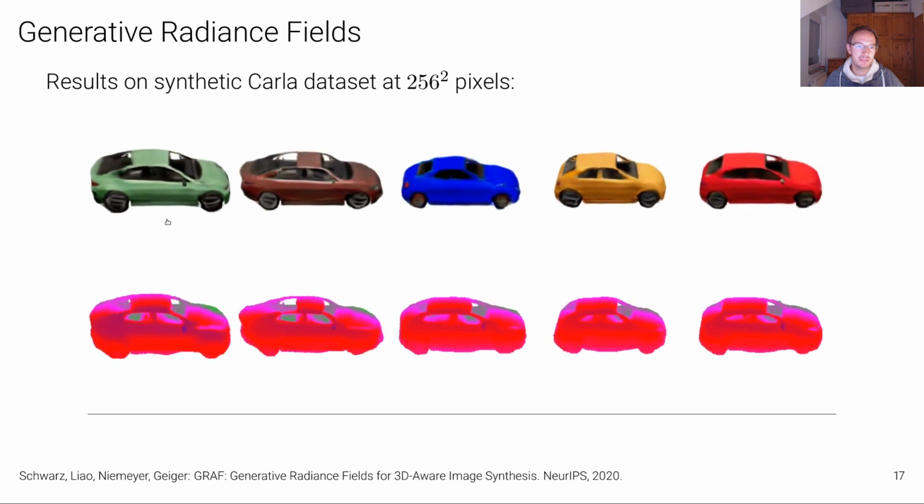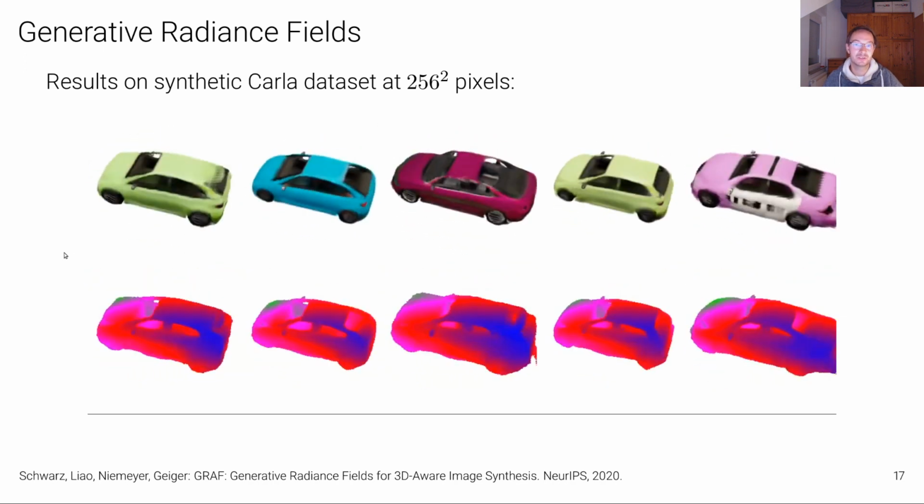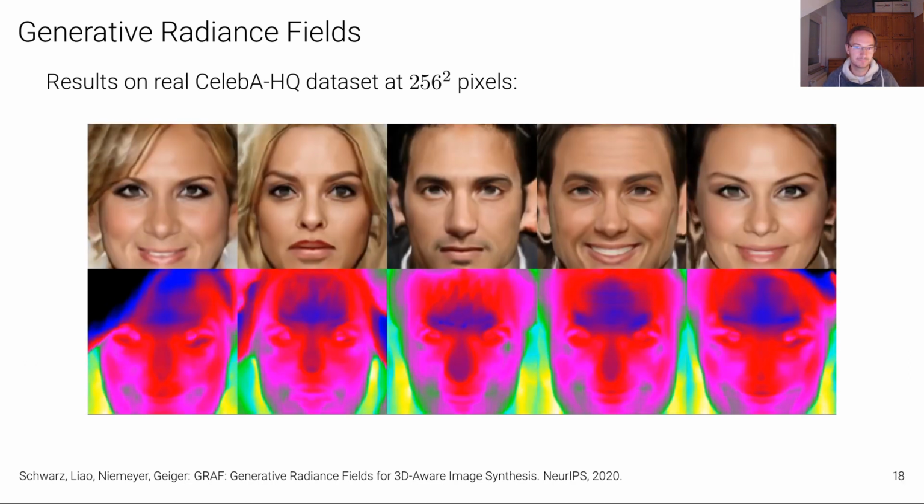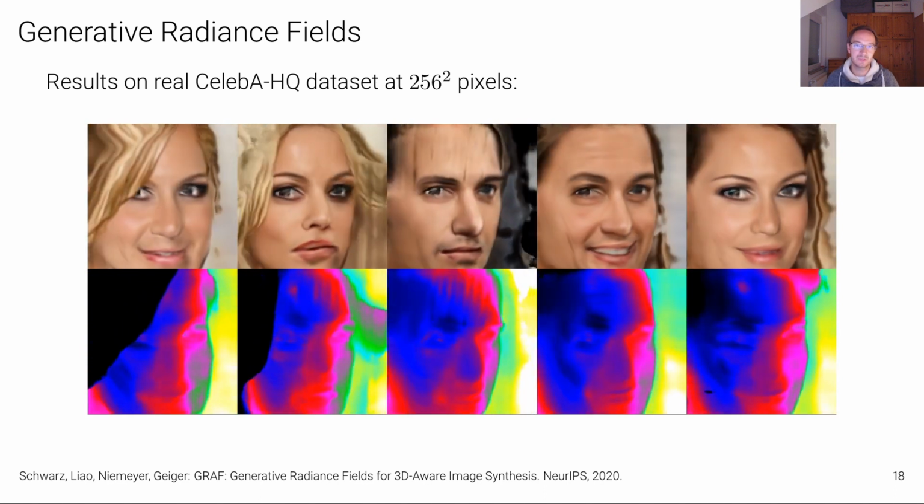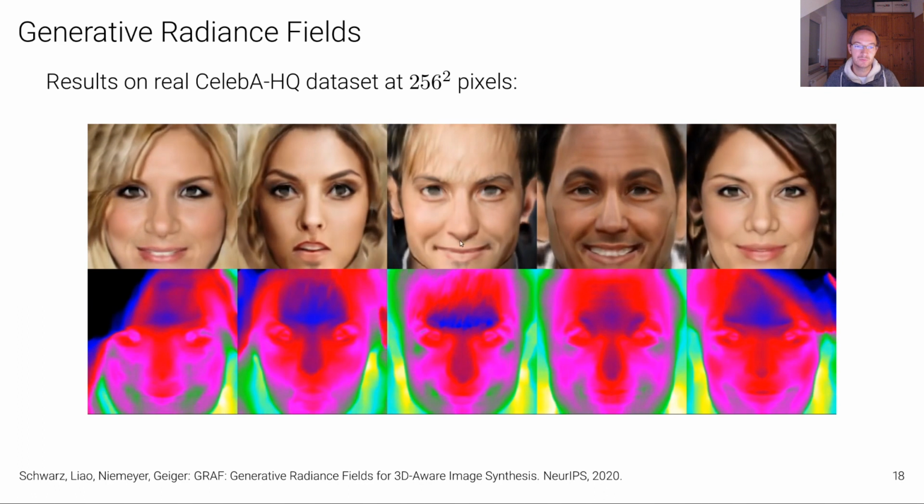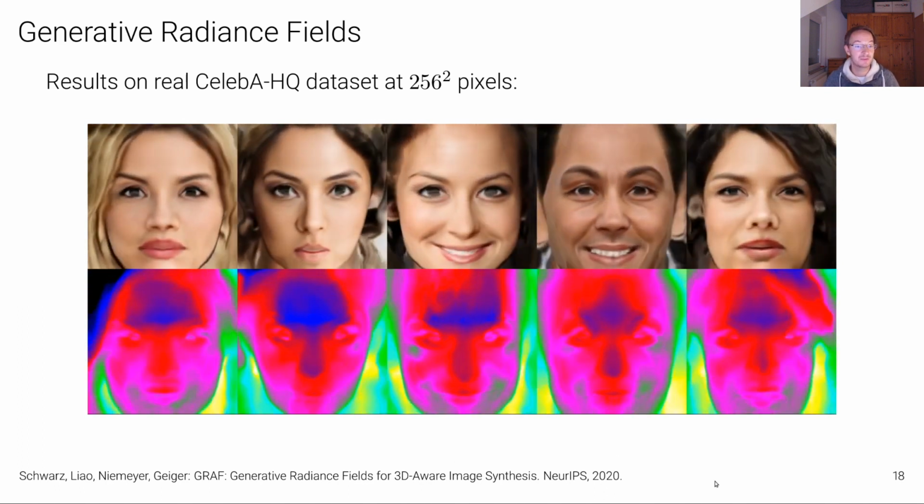You can see here what happens when we change the viewpoint or the appearance or the geometry or identity of the vehicle. Here's an example on CelebA-HQ, also at 256 pixels resolution, where you can also see how from this dataset depth maps have been recovered.